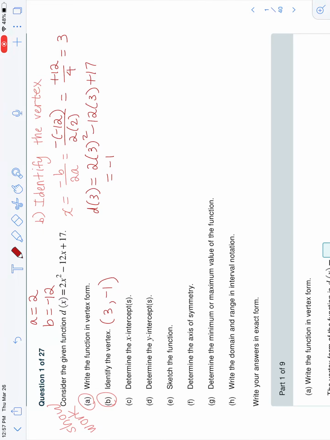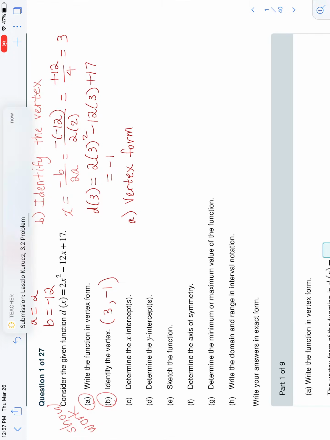Now, I know I wanted to do B first because I'm going to use this vertex to write the function in vertex form. So here we go. Writing this in vertex form, okay? And guys, I know you're taking this at home, so I'm not going to tell you to stop using your notes on it. If you want to use your notes on it, I think that's okay, because you're taking this at home anyways.